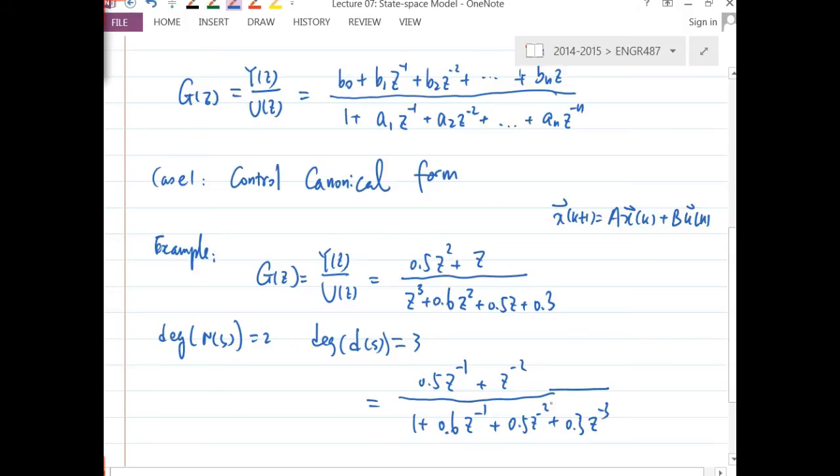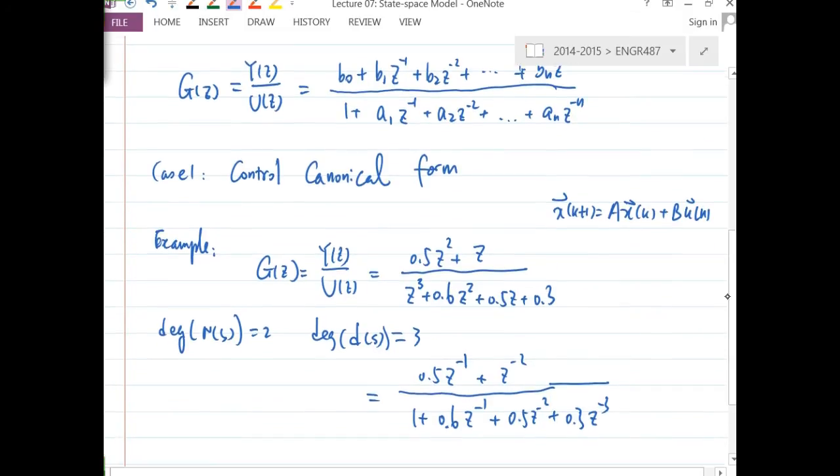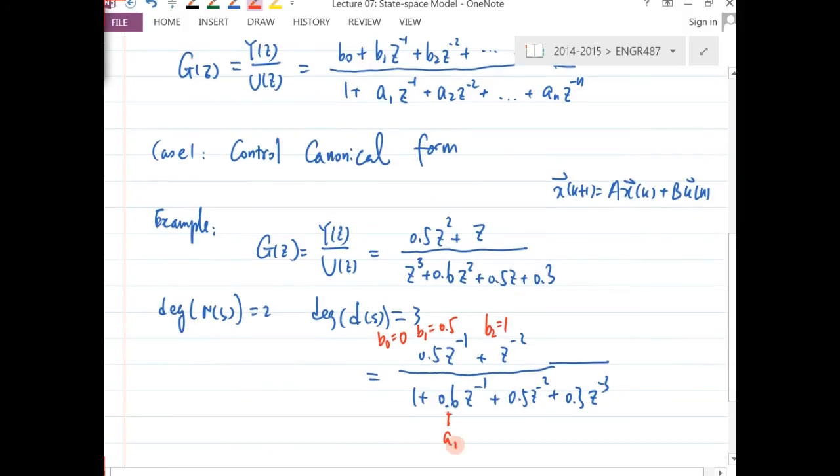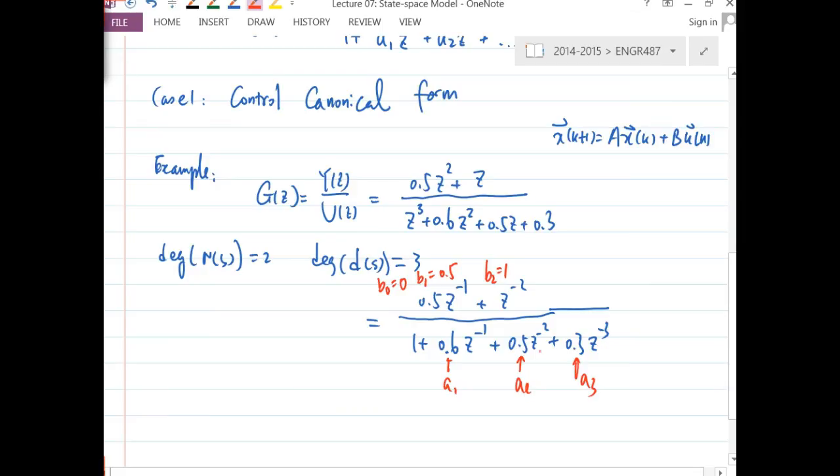Okay, so let's compare the coefficients here. Make sure what do we have here. In this particular case, the coefficient for the z to the power negative 2 here is b2. So this is b2 here, right? b2 equal to 1. And this coefficient here, b1, is 0.5, and b0 equal to 0. In the bottom here, this is a1, and this is a2, and this is a3, right?